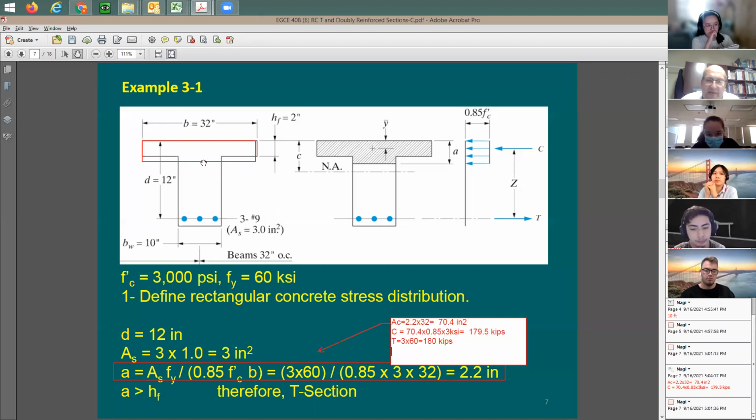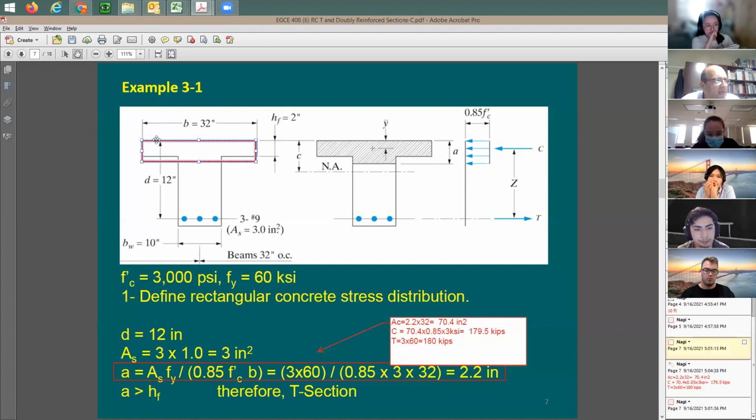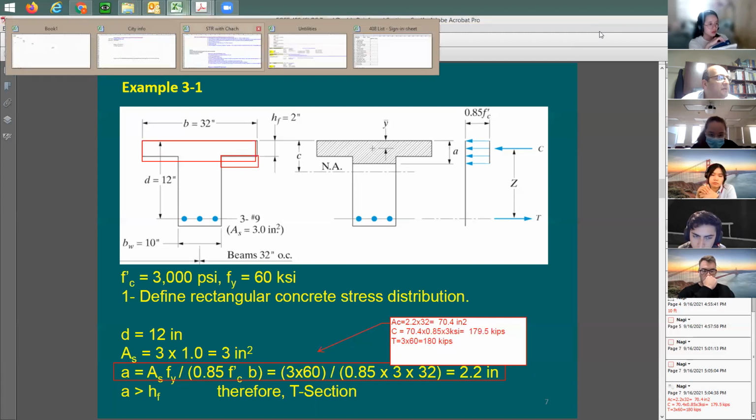This 2.2 is incorrect because I don't really have all of this area exposed to compression. So when I say here 2.2, the total depth of this red box, times 32 inches, I was overestimating the compression force. Why? Because look at this area here. It's empty. Look at this area here. It's empty. There is no compression on this side.